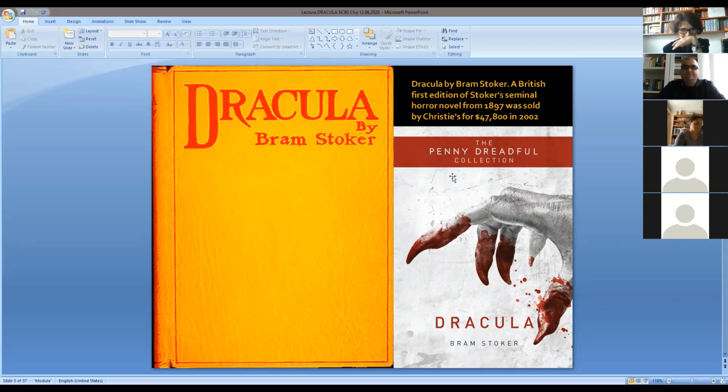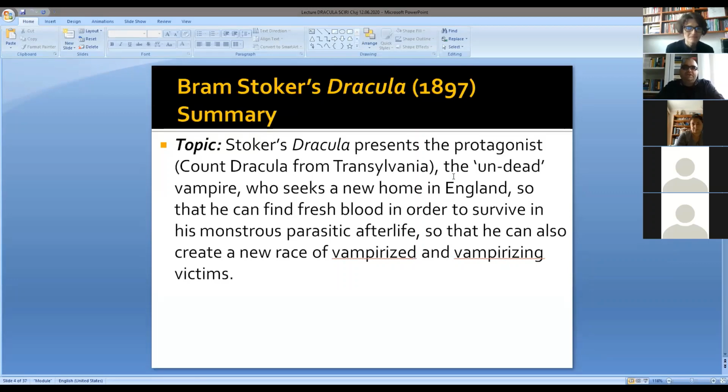The second cover is the cover of the same book, but it's, I don't know, the newest. It's not the newest, but it's probably one of the most interesting or popular pop cultural presentations of the novel, presented by the Penny Dreadful collection. The topic also contains a little discussion about the novel itself.